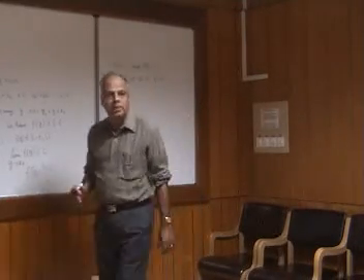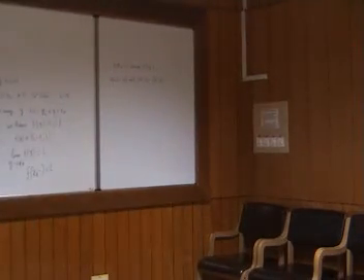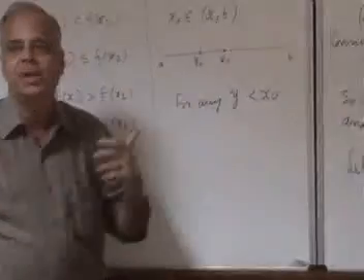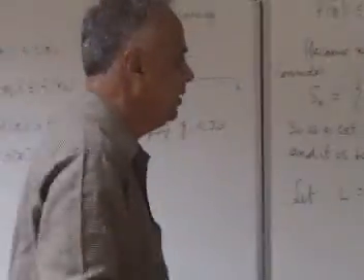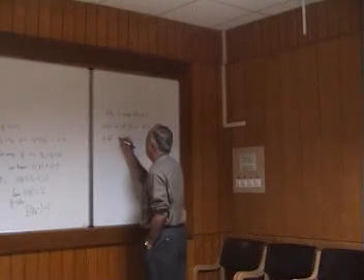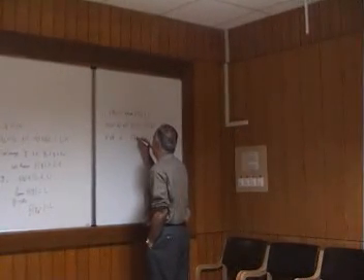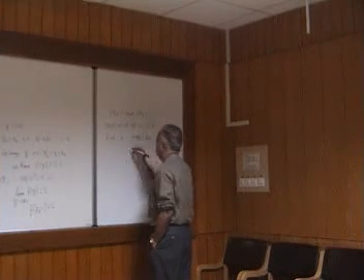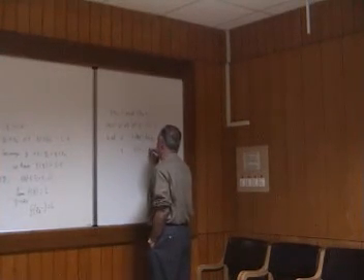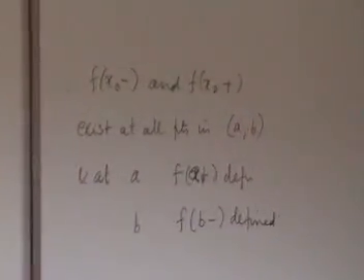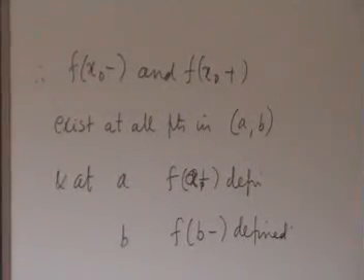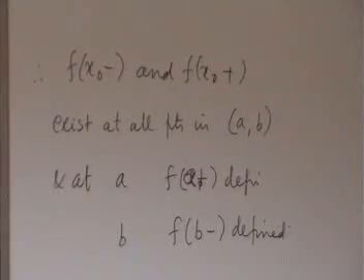Why did I write open interval (a, b)? Because at the end points, here I can talk only about the left limit, here I can talk only about the right limit, because the function is not defined elsewhere. In the interior, it is defined on both sides, and at a, f a plus is defined, and at b, f b minus is defined. So what this really says is that a monotone function will have both left and right limits.